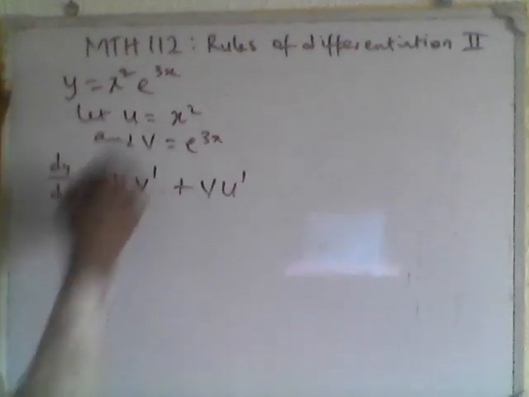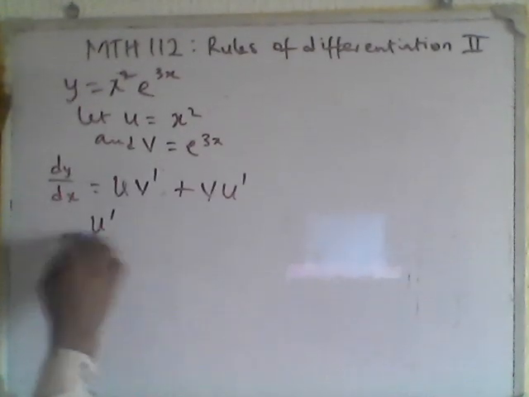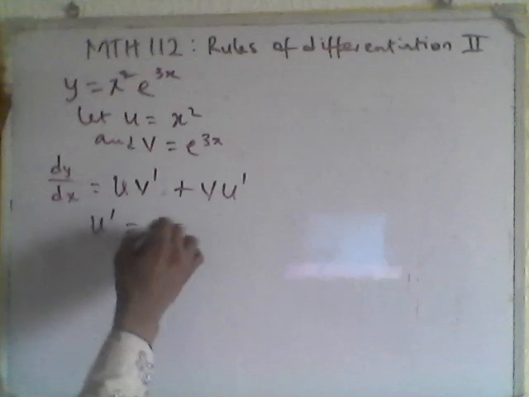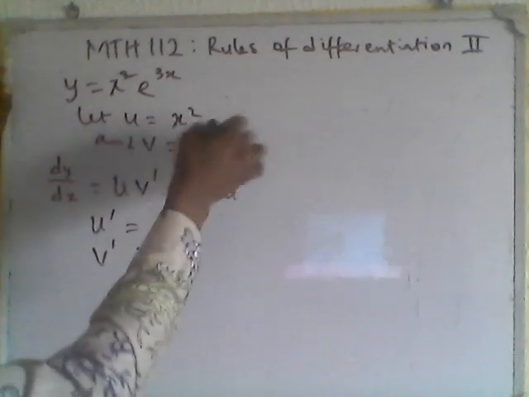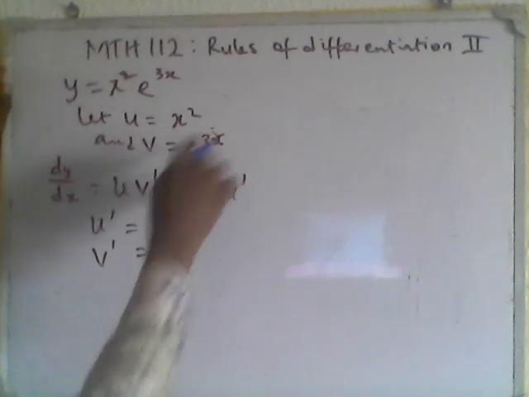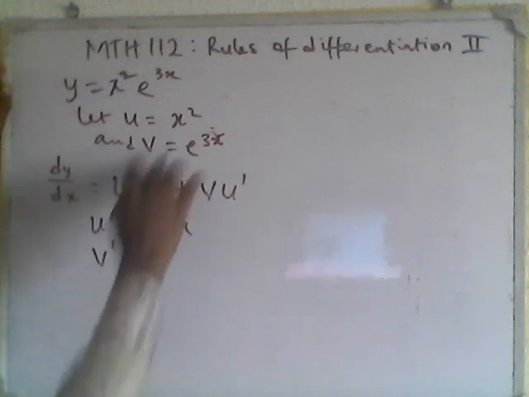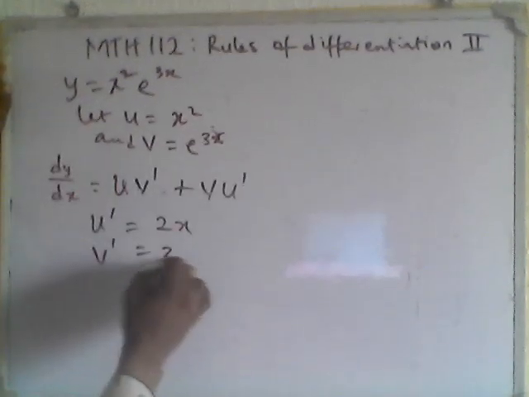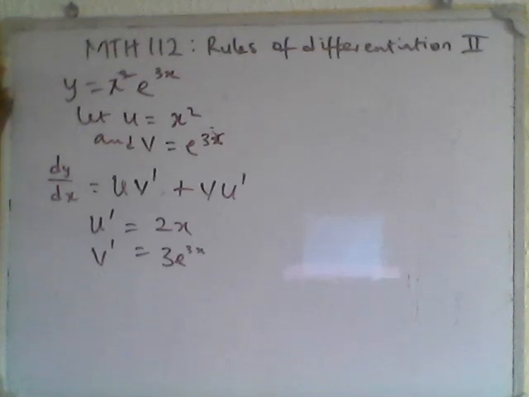So I'll come again and say, this is u, right? Differential of u, u prime is equals to, differentiate this one, you have 2x. Then v prime is, this one is a composite. That's the power here. So to differentiate this, just this 3 will come down and to be 3 exponential 3x. So this is how this one is.